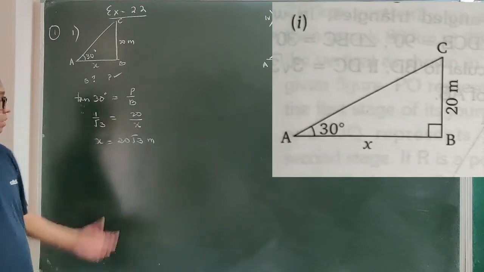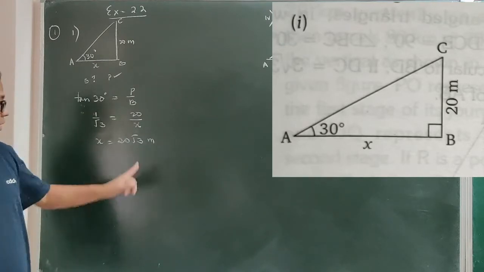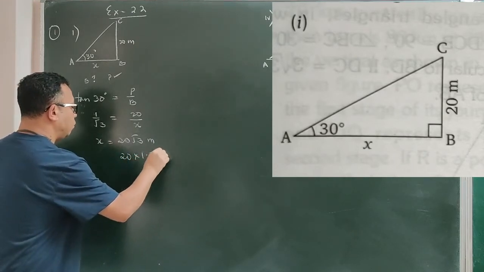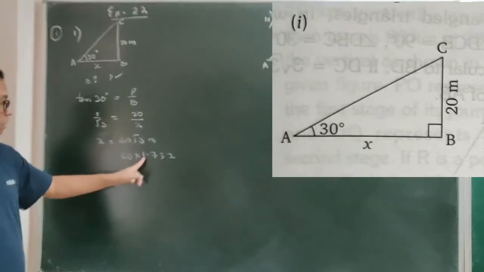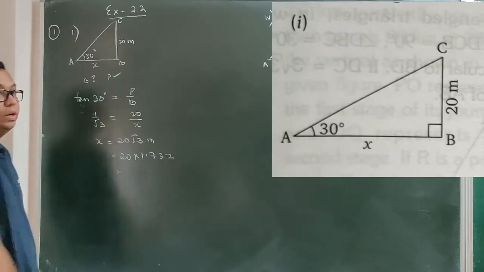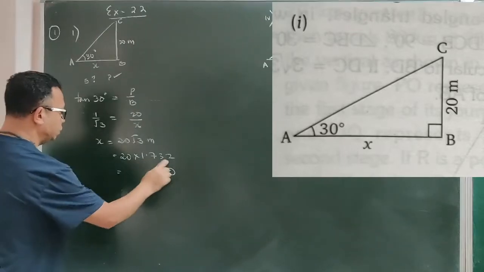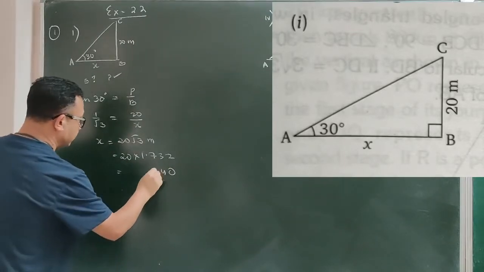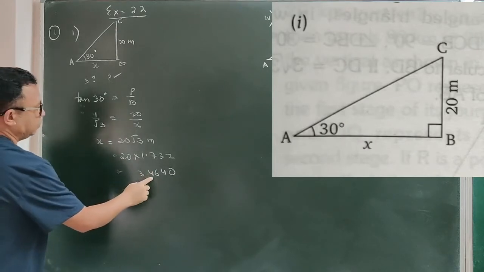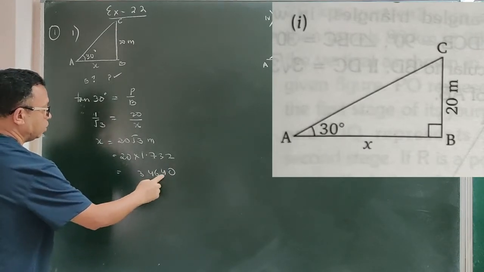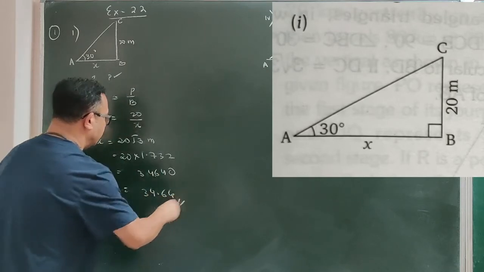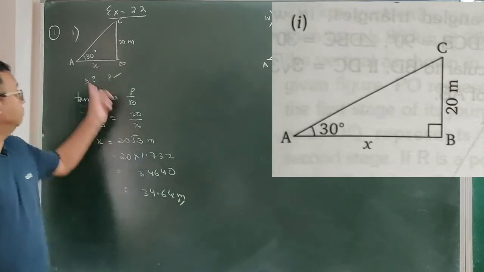But some of you may say, sir, I don't want it in root, I want it in decimal. Then if you want, you can put the value of root 3. You all know that the value of root 3 is 1.732. Now multiply this and this, and you can write your answer. So 20 times 1.732: 2 into 2 is 4, 2 into 3 is 6, 2 into 7 is 14, 2 into 1 is 2, so this is 3, 4, 6, 4, 0. So 3 places of decimal, 1, 2, 3 places of decimal, means your answer is 34.64 meters. So this is the value of x.